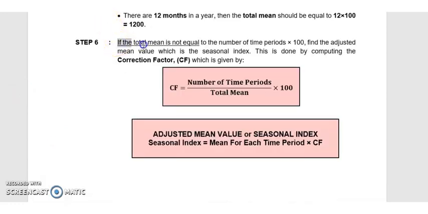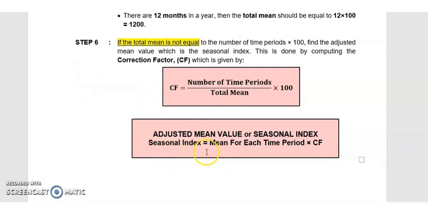So this part: if the total mean is not equal to the number of time periods times 100, as I said, if we did not get exactly 300, find the adjusted mean value, which is the seasonal index. This is done by computing the correction factor. So how to calculate correction factor? Number of time periods times 100 divided by total mean. So this is how to calculate seasonal index.